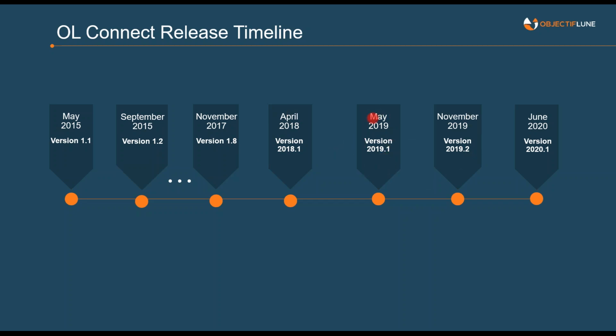Last year, in May, we launched 2019.1. In November, we launched 2019.2. These releases are big releases. They bring new features, new technology to the software. And we are launching now in June 2020 the 2020.1, of course a bit delayed because of the COVID-19 issue, but we launched 10 releases in 5 years.